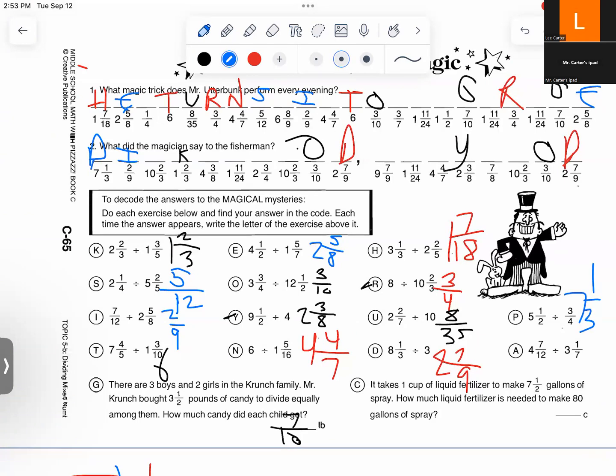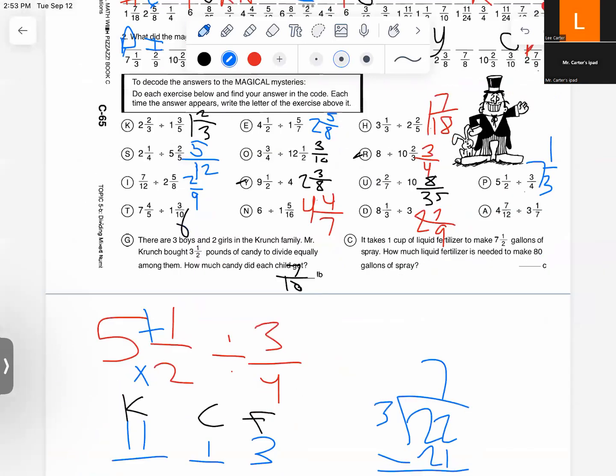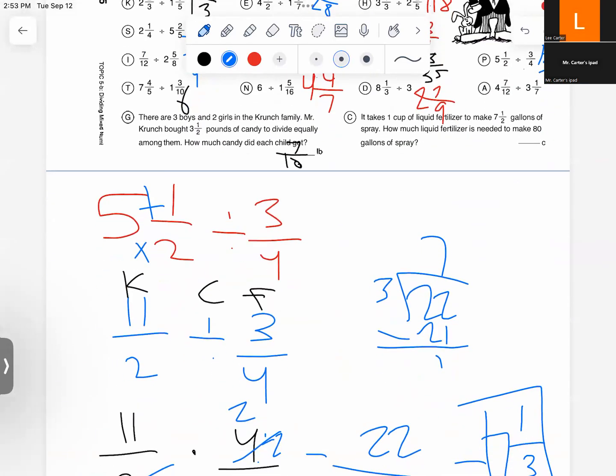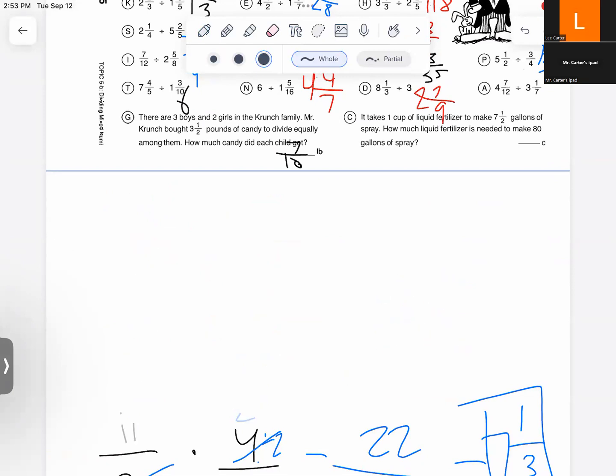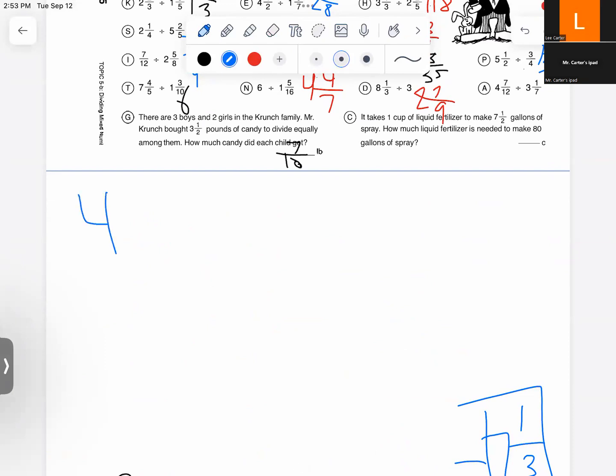P is 7 1/3. Any more P's? I don't think so. All right, A, we have 2 questions left. 4 7/12 divided by 3 1/7.